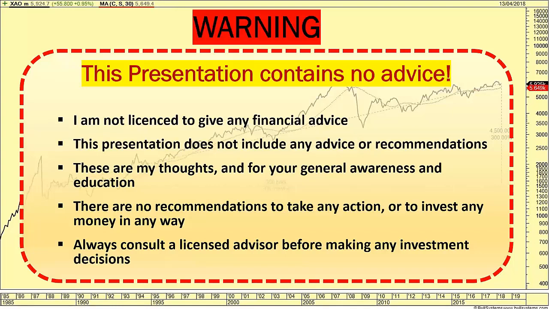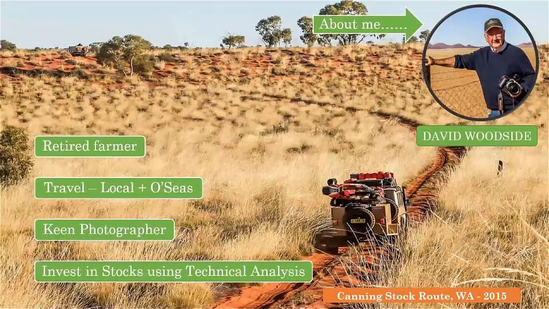Hopefully you take it in the tone that it's delivered. In other words, what I do. So a little bit about me. I'm a retired farmer. I've been fortunate travelling both local and overseas. Haven't done much in the last 6 to 9 months, of course. I am a keen photographer and I invest in stocks using technical analysis. And this is a picture I took of the Canning Stock Route back in Western Australia in about 2015.